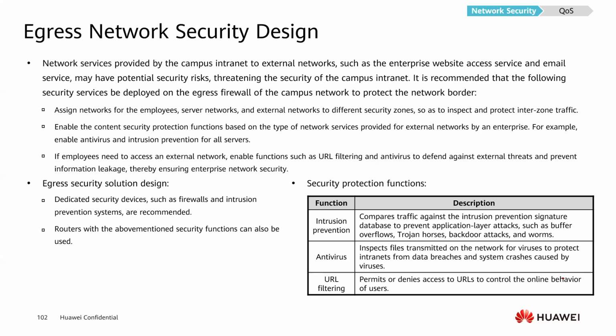So for the egress, you just need to consider the scenario, for example, assign the employee network, server networks, and external networks to different security zones, and enable the content security protection function based on the type of network services or based on the traffic source and destination. And you can enable some functions such as intrusion prevention, antivirus, and URL filters to protect different traffic.